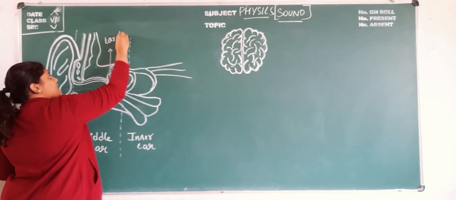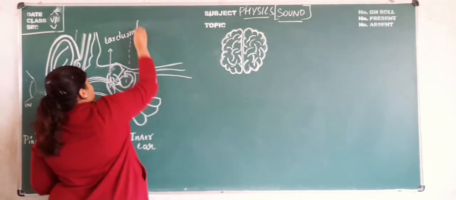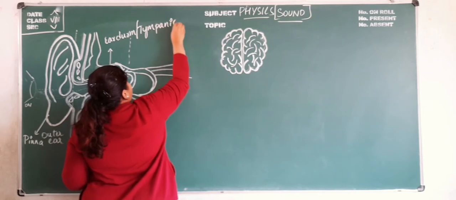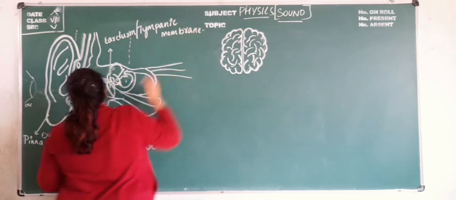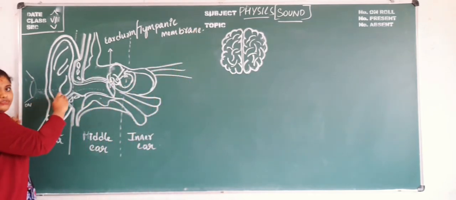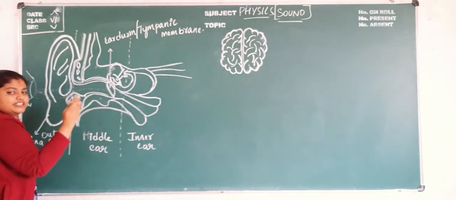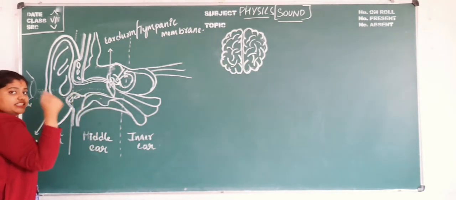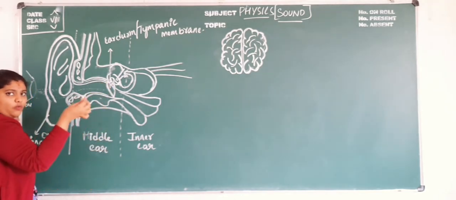The other name for the eardrum is the tympanic membrane. When vibrations from outside enter our ear through the funnel and hit the eardrum, it starts vibrating. So when sound travels inside our ears, the eardrum, or tympanic membrane, starts vibrating.